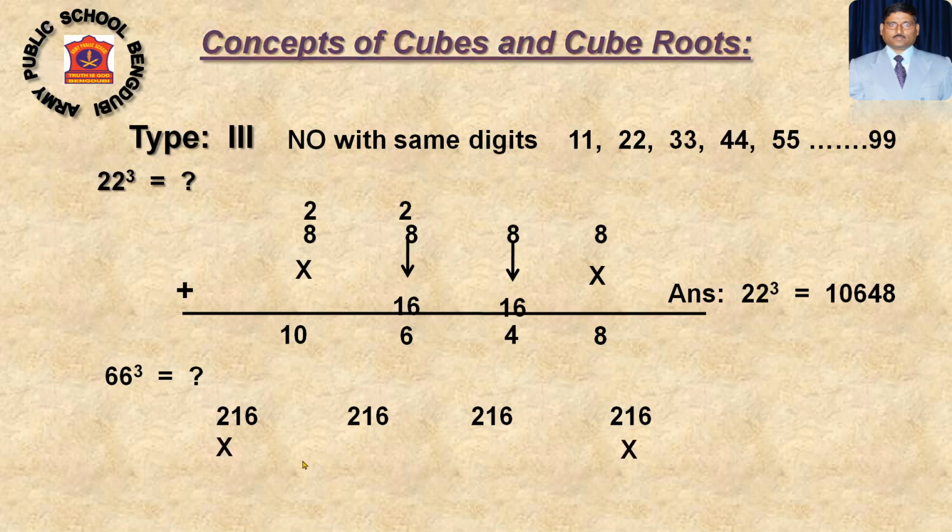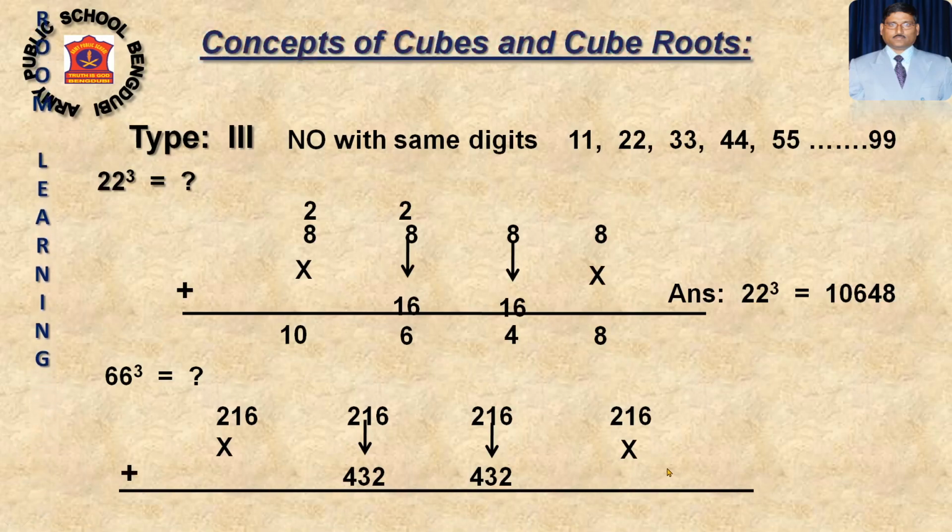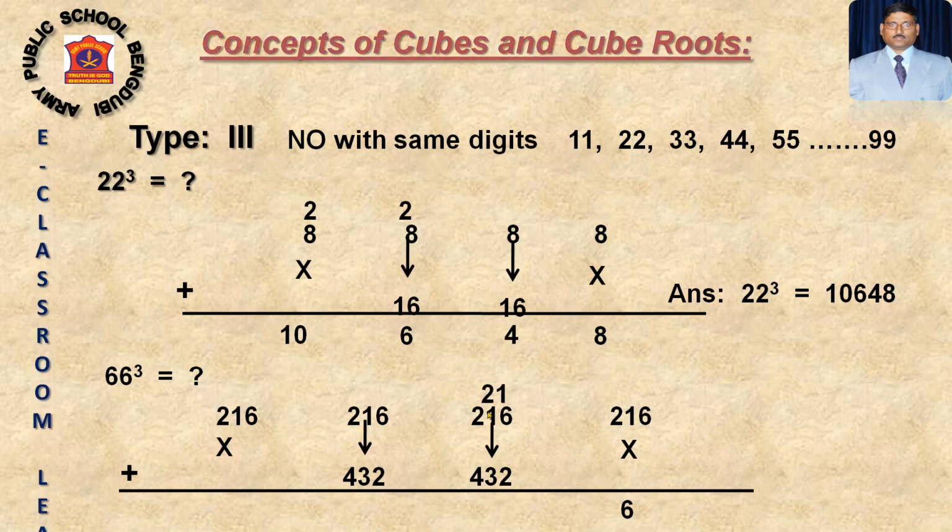Now leave the first part and last part, make them double. It will be 432, and it will also be 432. Now add it. After adding, I told you, only one digit is kept and the rest is carried forward. So it will be 6 only, and 21 will be carried forward. Then 21, 216 and 432.